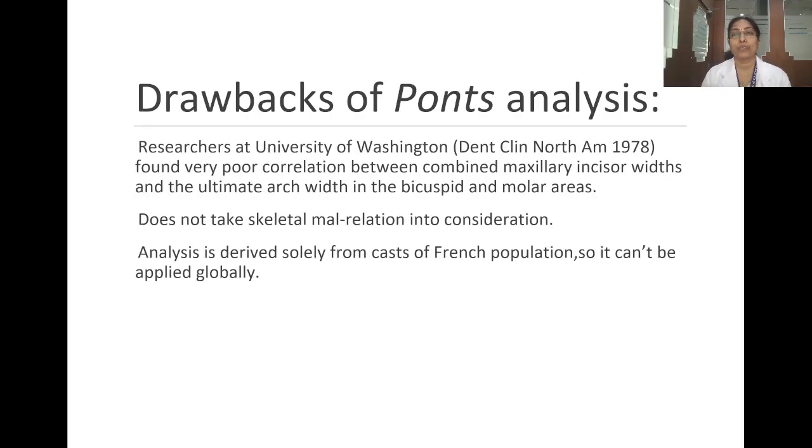What are the drawbacks of Pons analysis? So the researchers of the University of Washington found very poor correlation between the combined mesodistal incisor widths and the ultimate arch width in the bicuspid and molar areas. He does not take the skeletal malrelation into consideration. The analysis is derived solely from the casts of the French population, so it can't be applied globally.